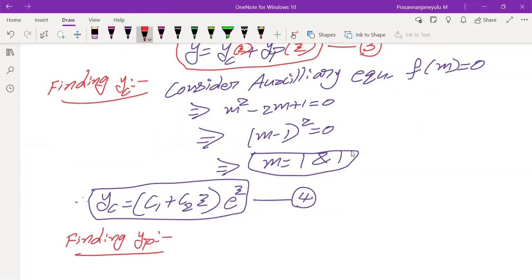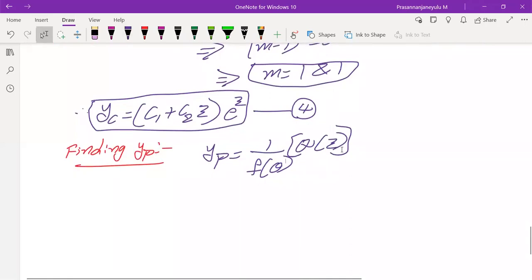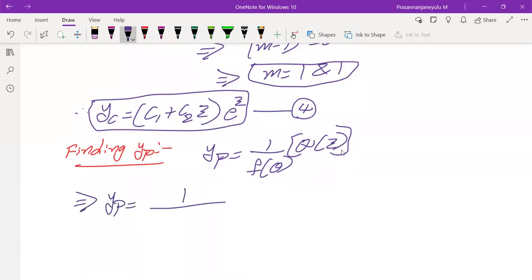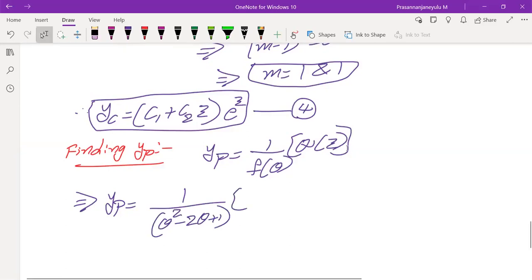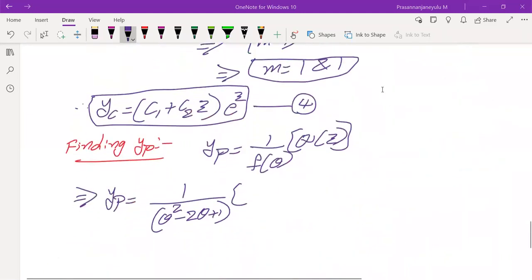While finding yp, what is our actual process? yp equals 1 by f of theta of q of z. The trend changed: earlier it was 1 by f of d of q of x, but in place of d we have theta, and in place of x we have z. So yp equals 1 by f of theta, which is theta square minus 2 theta plus 1, of q of z. In our equation number 2, q of z is z.